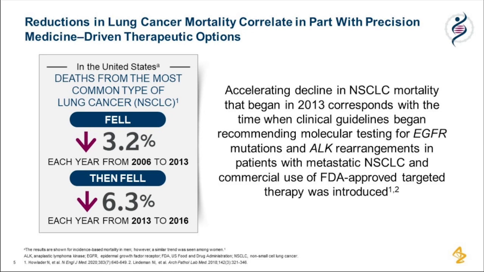The accelerating decline of non-small cell lung cancer mortality corresponds with the time when clinical guidelines began recommending molecular testing for the EGFR mutations and ALK rearrangements, right? Those common biomarkers that we've seen. And so we like to attribute this fall in the death rate to the actionable biomarker identification and targeted treatments.